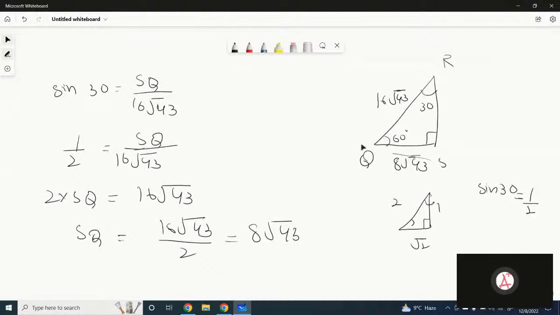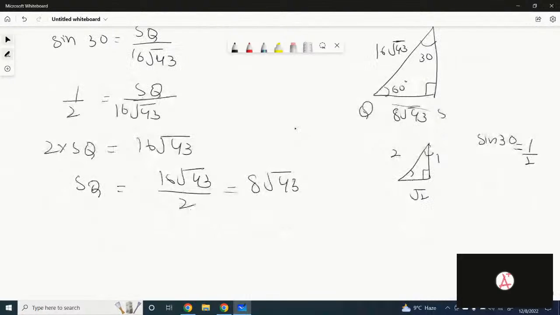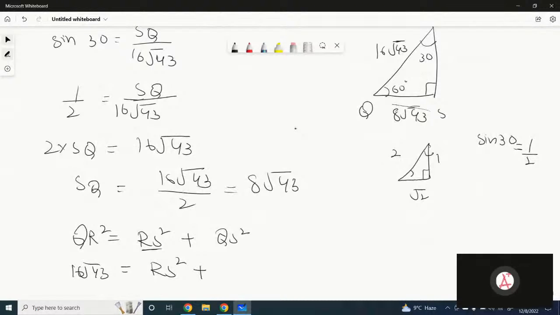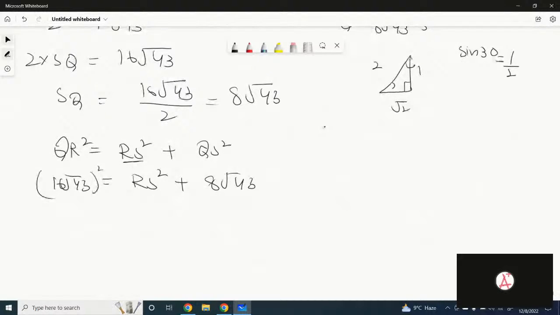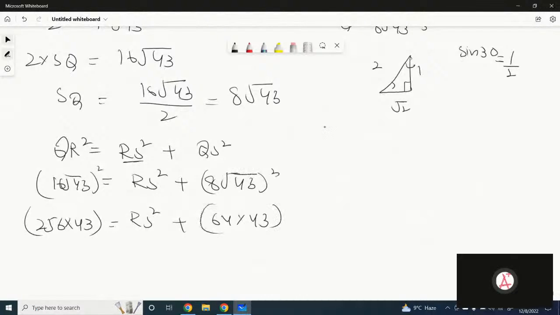Use the Pythagorean theorem. We know that QR square equals RS square plus QS square. We have to find the RS. We are given QR, that is 16 square root 43. You have to find the RS square, and the QS we've just found, that is 8 square root 43. So just calculate the squares of these values. It would be 16 times 16, 16 squared is 256 times 43, RS square plus 8 squared is 64 times 43, because the 2 and square root got cancelled out with each other. So you're left with 43.